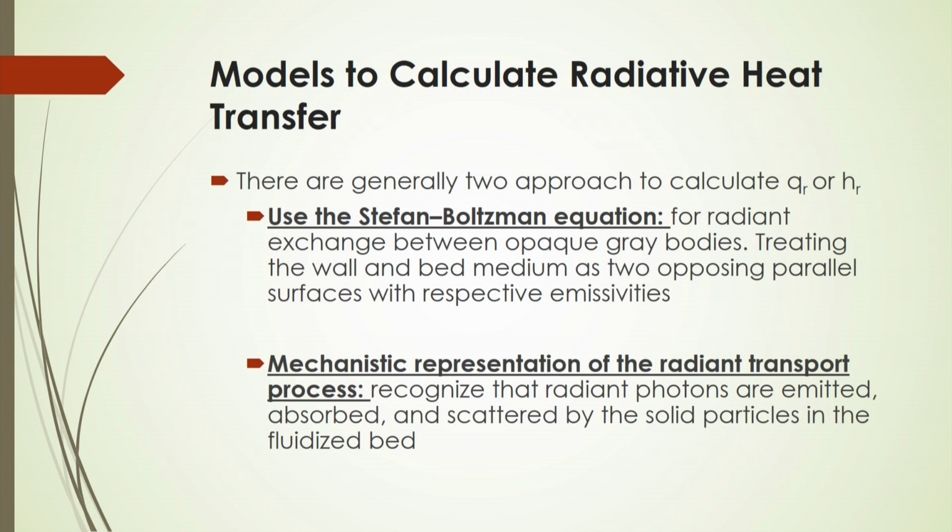In the Stefan-Boltzmann equation approach, radiant exchange between opaque gray bodies is considered, treating the wall and bed medium as two opposing parallel surfaces with the respective emissivities, to express the radiant heat transfer rate. In the mechanistic approach, radiant photons are considered to be emitted, absorbed and scattered by the solid particles in the fluidized bed, because of which there will be radiant heat transfer, and this mechanism is considered in the mechanistic approach.